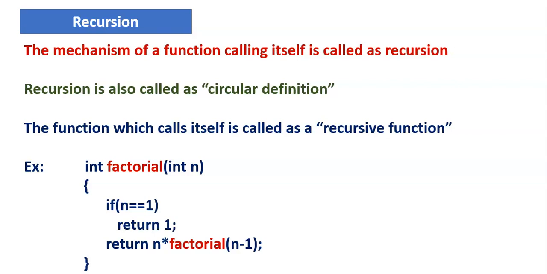Now see this example. Here there is a factorial function which finds the factorial of a given number. The name of the function is factorial, and in the factorial function at one point of time it is calling the same function, that means it is calling itself. So now this factorial function is called a recursive function, and this entire process is called recursion.